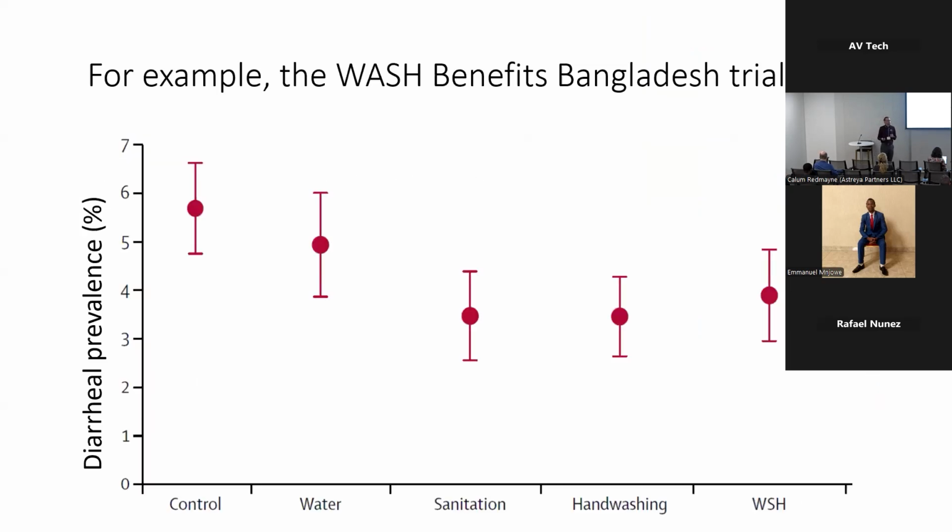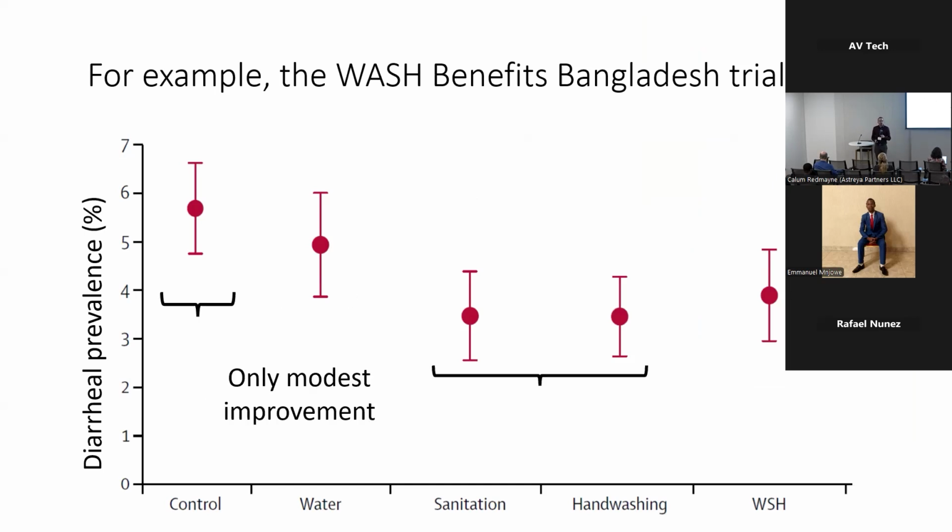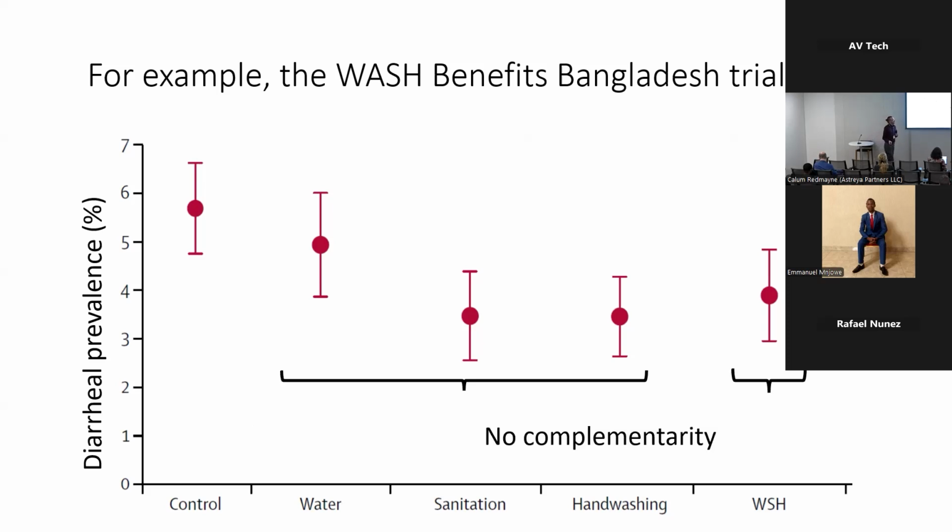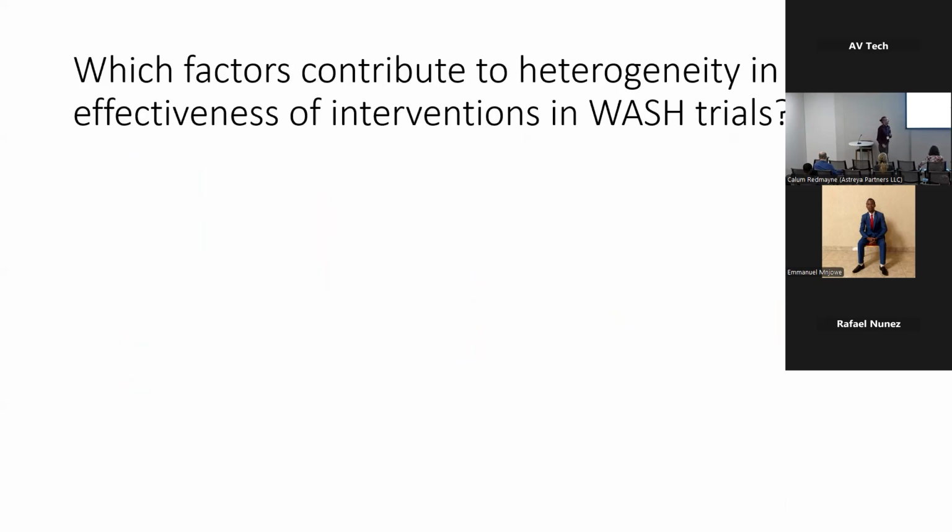These include, for example, the WASH Benefits Bangladesh study, which found no significant difference in the water intervention, only a modest improvement for hygiene and sanitation versus the control arm, and no complementarity. So there was no additional benefit of combining different types of interventions. And this flies in the face of what we know WASH can do. So what's going on here?